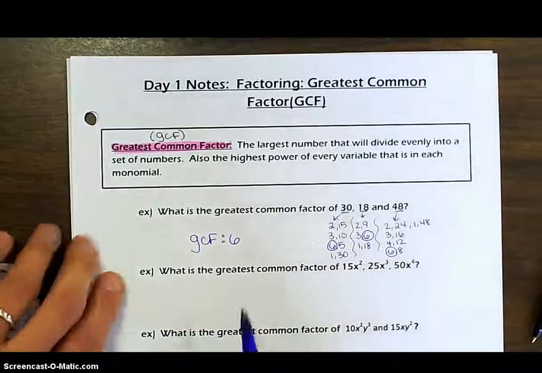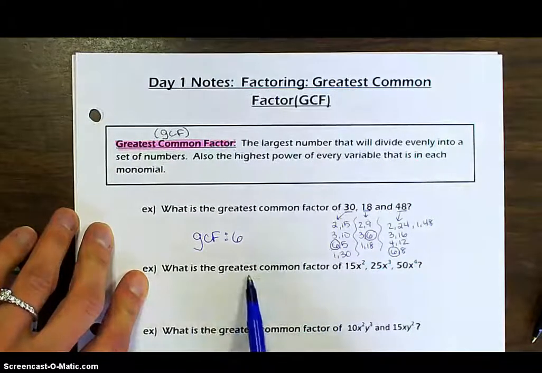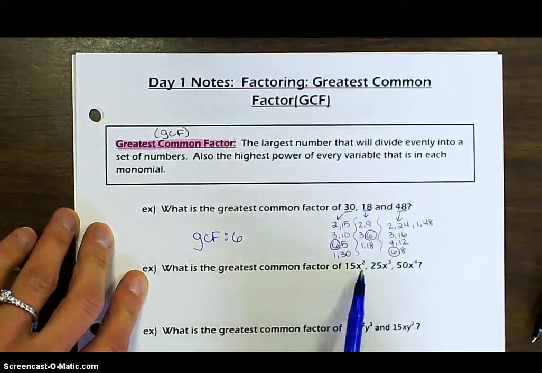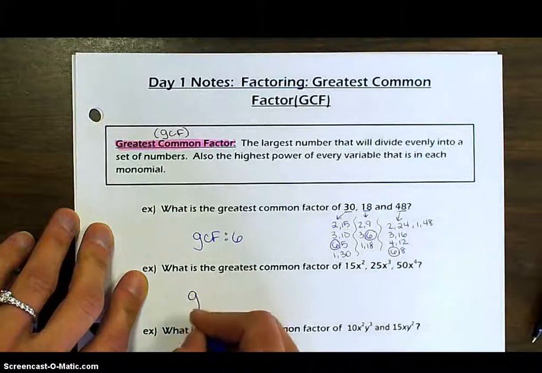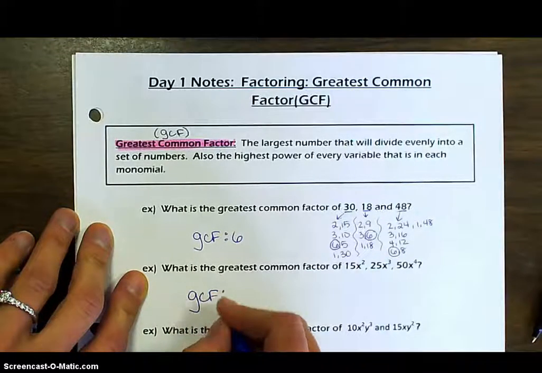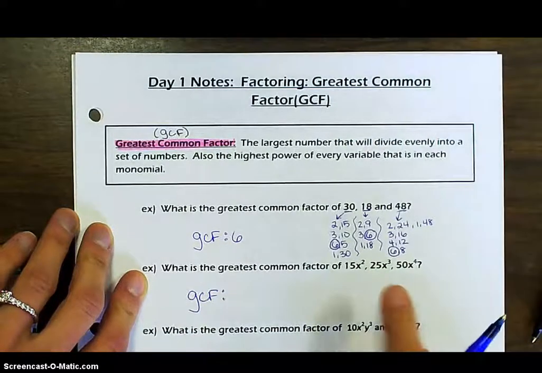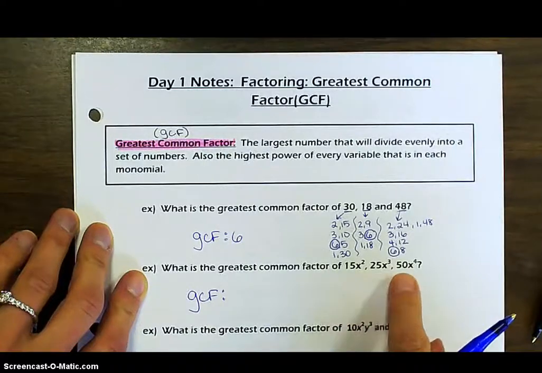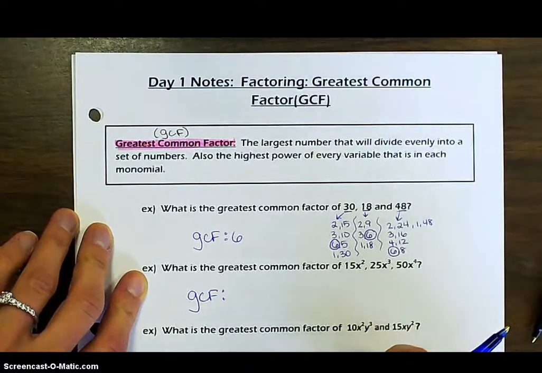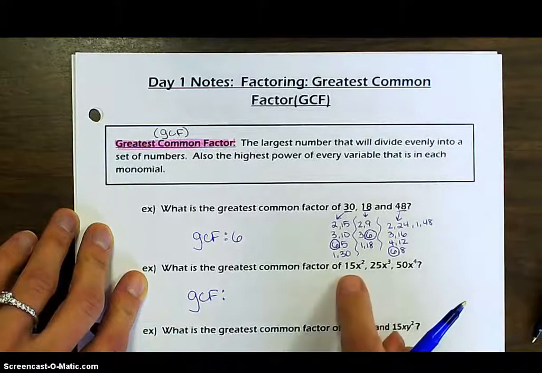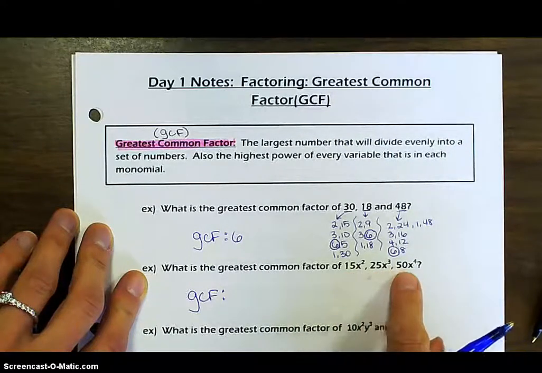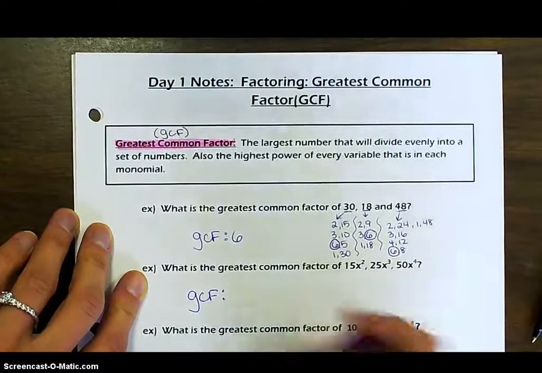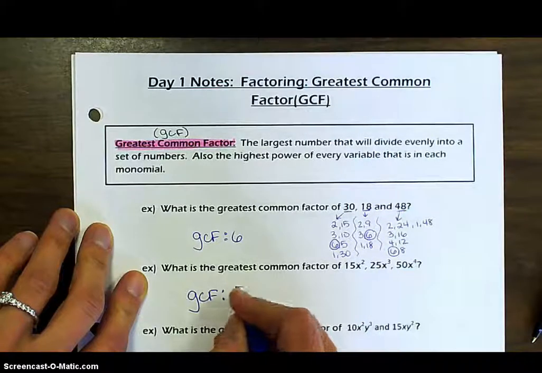Okay, so let's take a look at another one. What is the greatest common factor of 15x squared, 25x to the third, and 50x to the fourth? So let's find the GCF. First, look at the numbers, 15, 25, and 50. What's the biggest number that goes into all 3 of those? Well, let's see. 5 goes into all of them, and 10 does not. So my GCF is going to be 5.